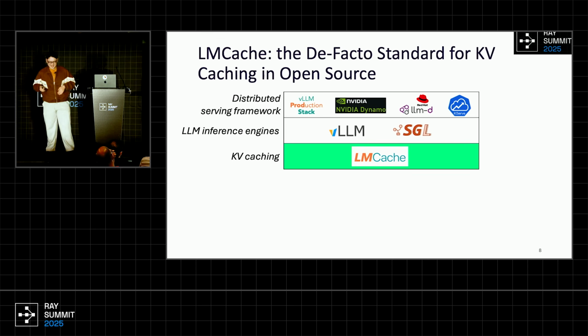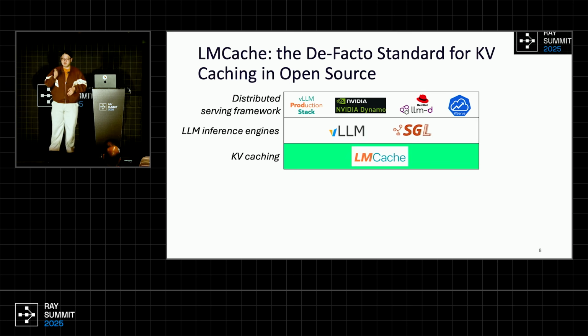And the second level will be the LLM inference engines. Currently, vLLM and SGLang are the two major players in this game. And underlying the inference engine, we envision there will be a KV caching layer that simply moves around your KV caches. And LMCache is built for this.